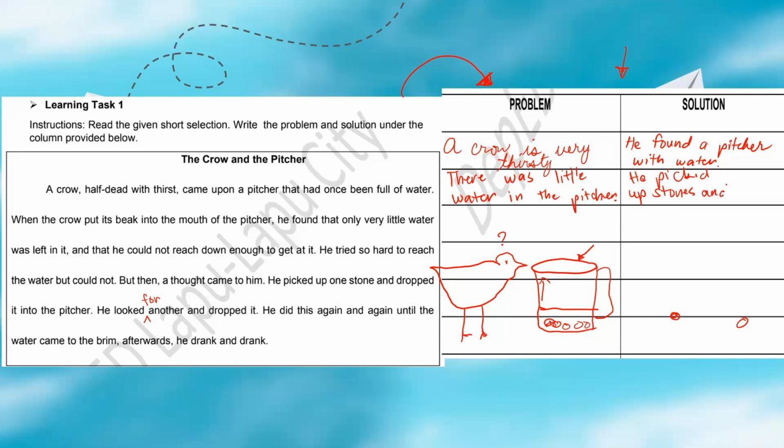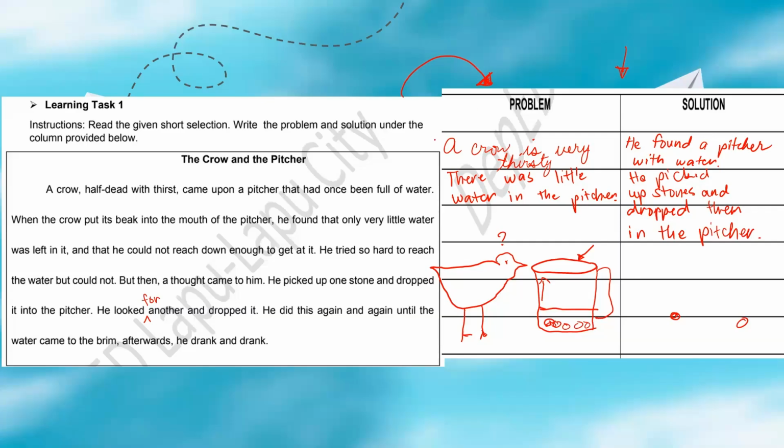and dropped them, because it's plural, in the pitcher. My handwriting is not very nice, so I'm going to read the answers again.